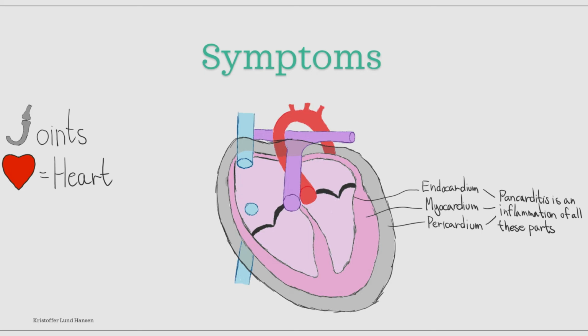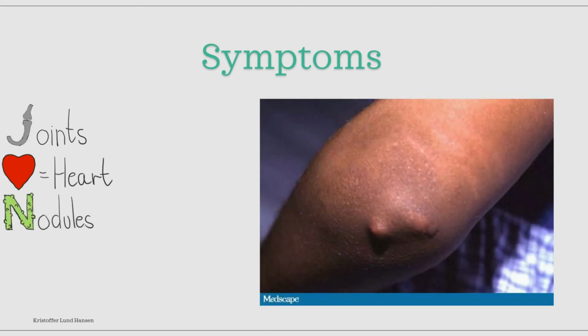Mitral regurgitation means that the mitral valve does not close completely during systole. So during the systole part of the heart cycle, when we're supposed to pump blood out into the body, blood goes back into the left atrium. N stands for nodules. These are firm, painless nodules that vary from a few millimeters to some centimeters in diameter. Typically they are located on the surface of the extensor tendons.